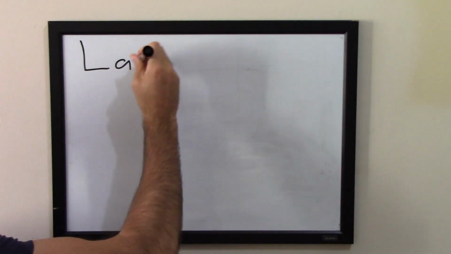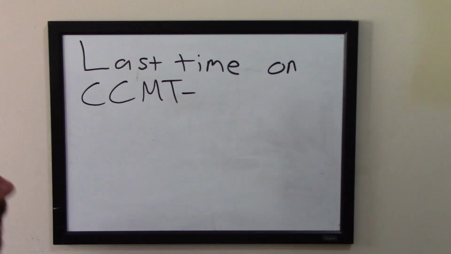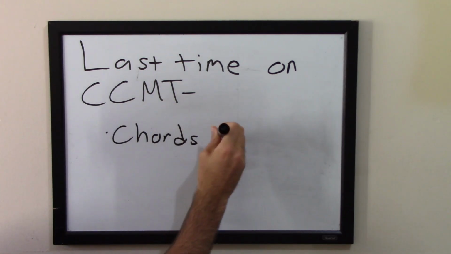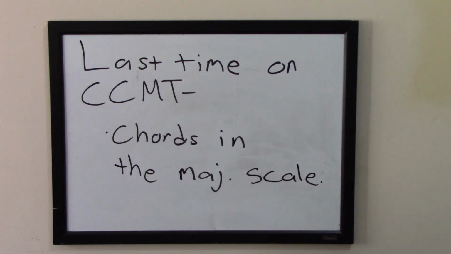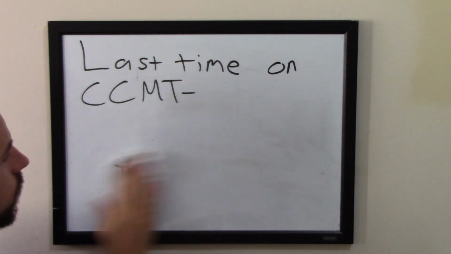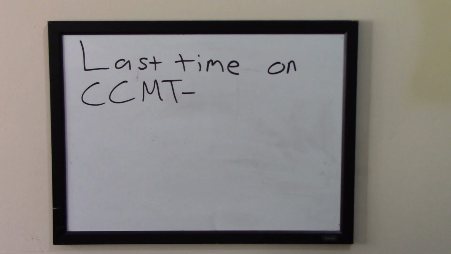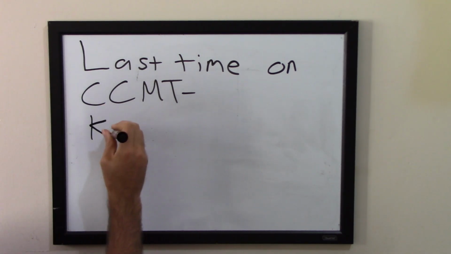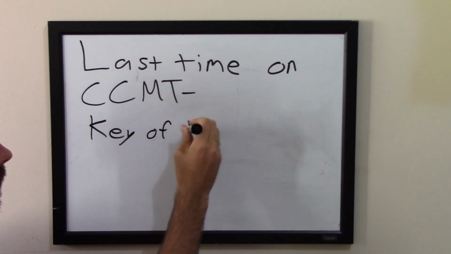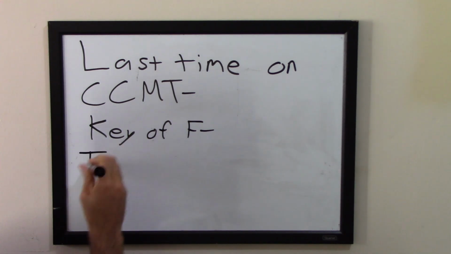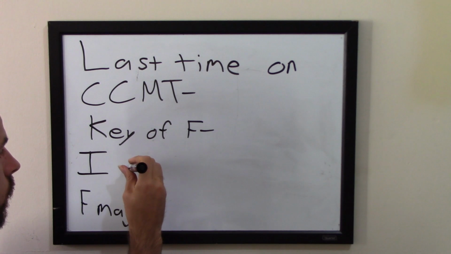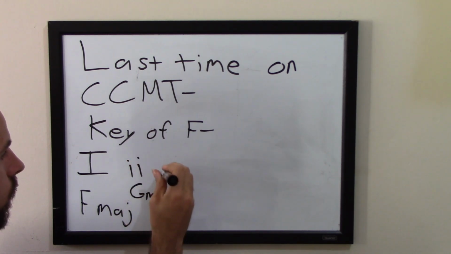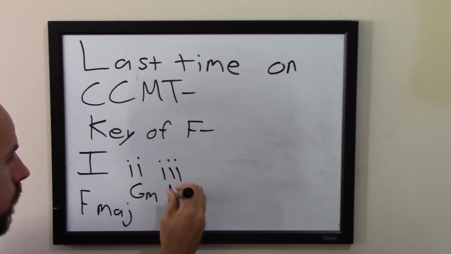Last time, what did we talk about last time? Last time we talked about the chords that naturally occur within a major scale, the triads and seventh chords that naturally occur within a given major scale. So to refresh your memory, if we are in the key of F, then F major is our one chord. G minor is our two chord, our two minor chord. A minor is our three chord, three minor.